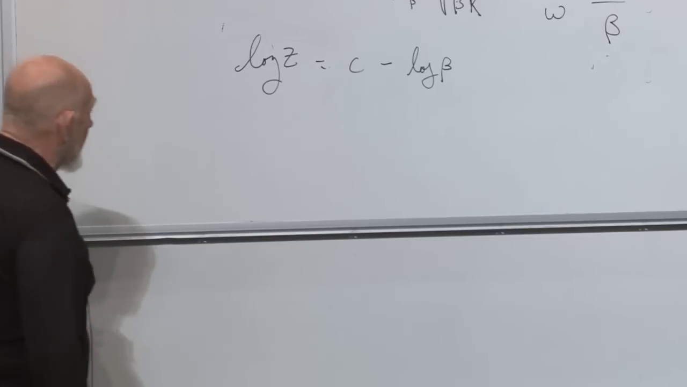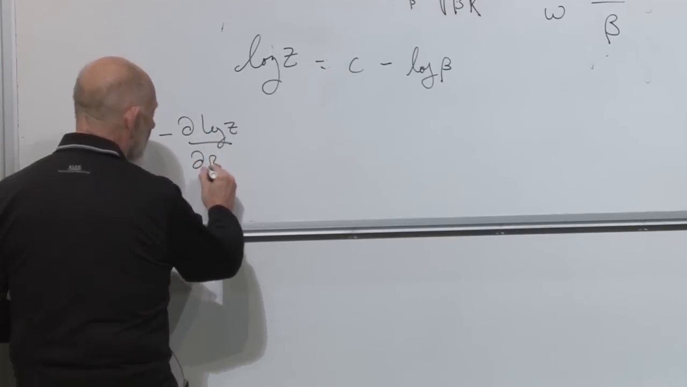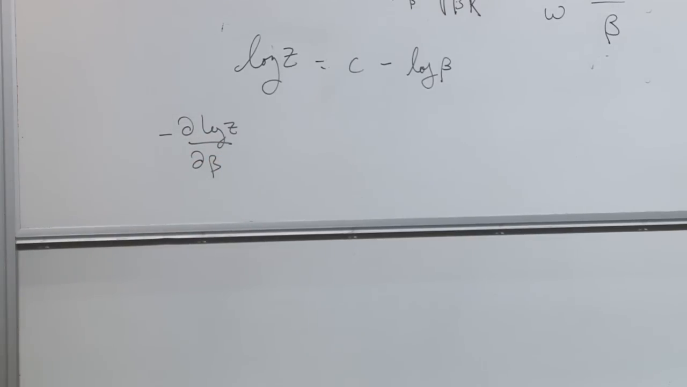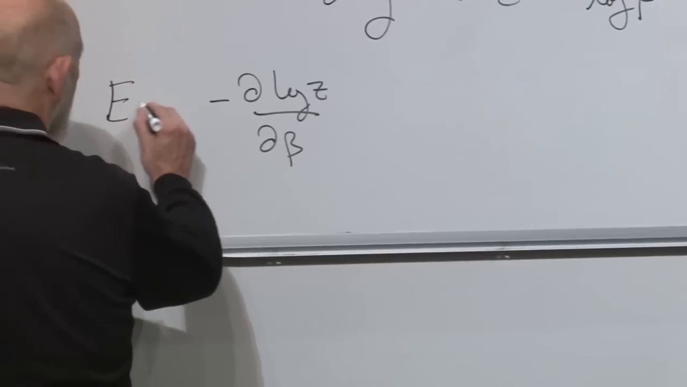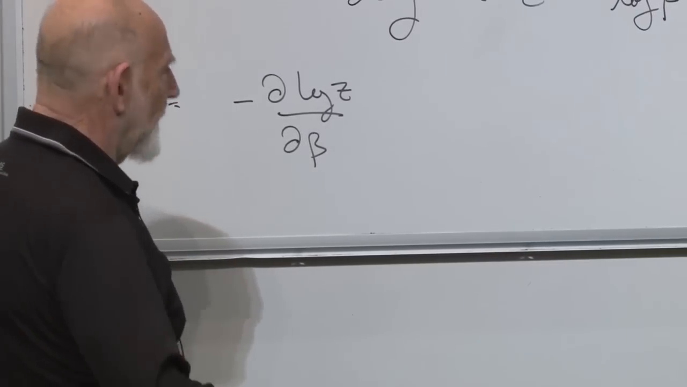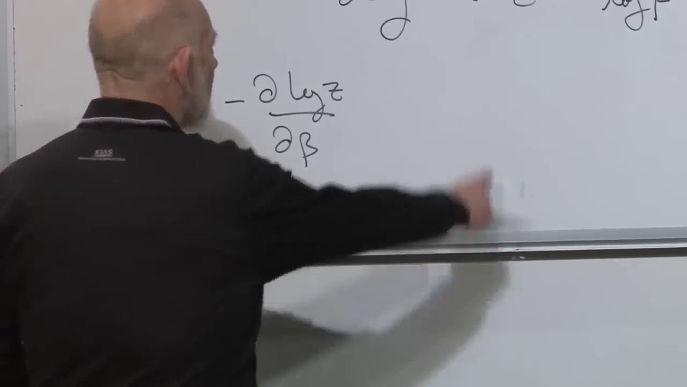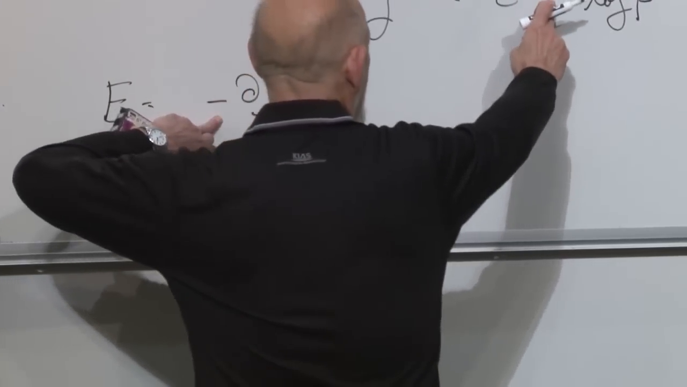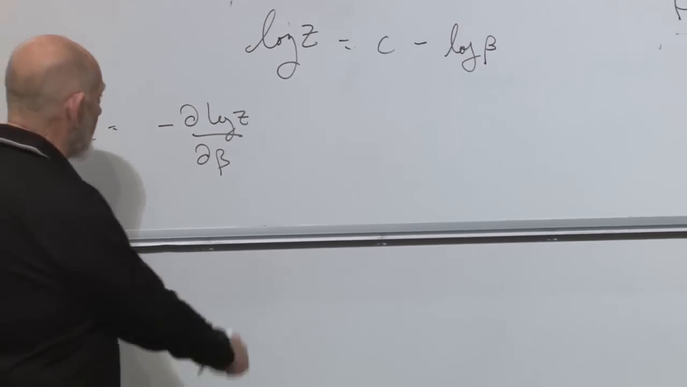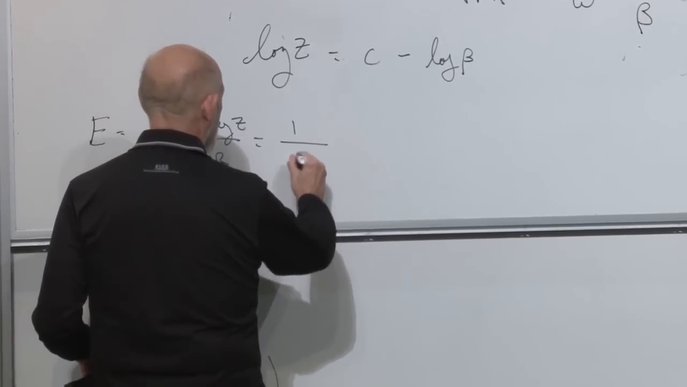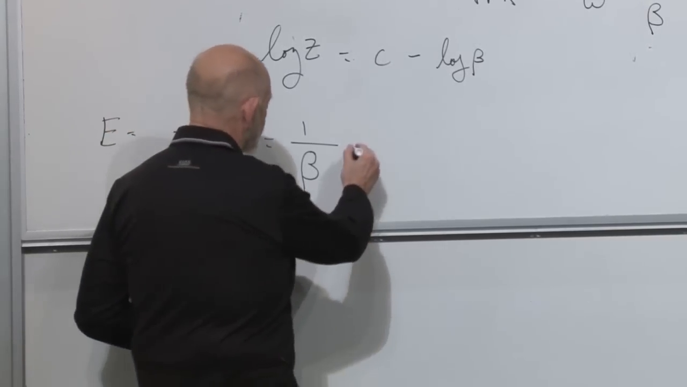And now what we want to do is calculate minus the derivative of log z with respect to beta. What is that equal to? Remember? The average energy. That's the energy. Minus d log z by d beta. You know, we're cruising now. We're not thinking. We're just chasing symbols. The constant gives us nothing. The minus sign takes away the minus sign from here, and the derivative of log beta with respect to beta is just 1 over beta. So 1 over beta, which also is better known as the temperature.